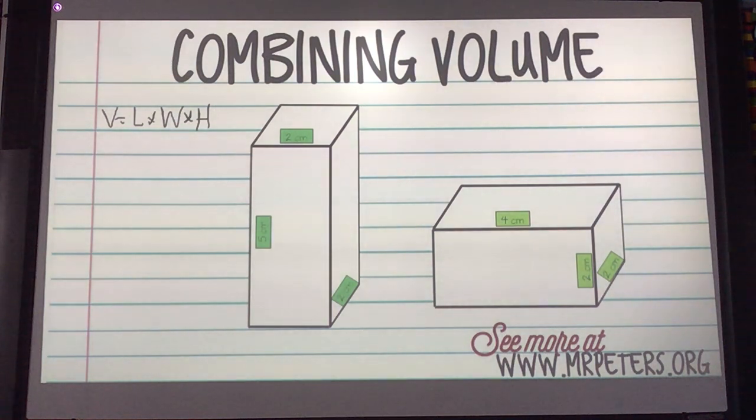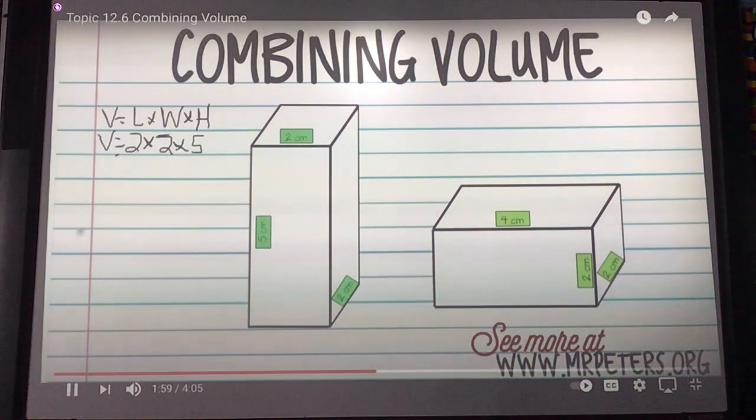We're going to look first for length. Right here is 2, so volume equals 2 times the height would give us 5. Oh, I'm sorry, we should be doing width. Width is also 2, and the height is 5. Now the order doesn't really matter because of the commutative property of multiplication, but we're going to try to keep it in order.